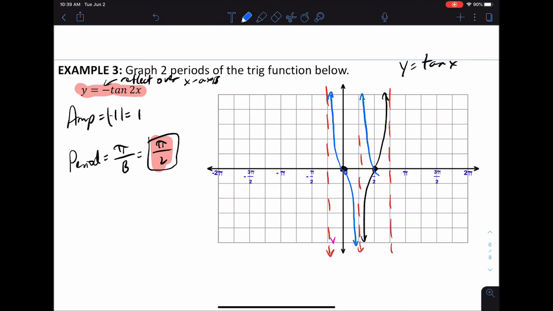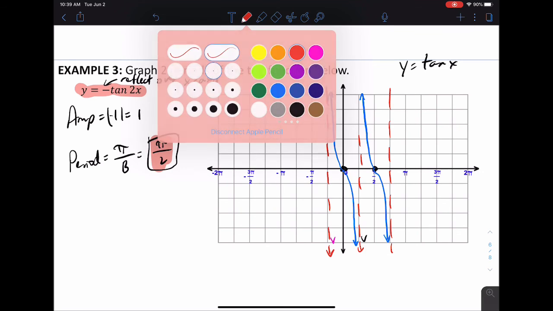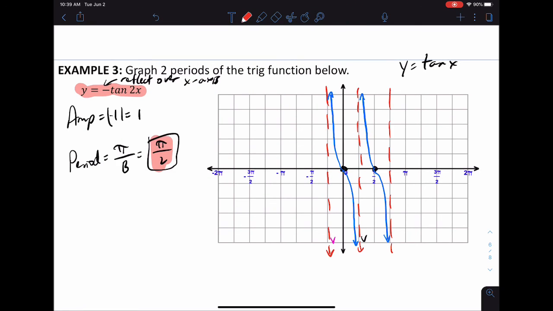That's the nice thing about graphing trig functions. They repeat themselves, because they're periods, they're cycles. Periods got shorter. Negatives made it reflect over the x-axis. We are done.